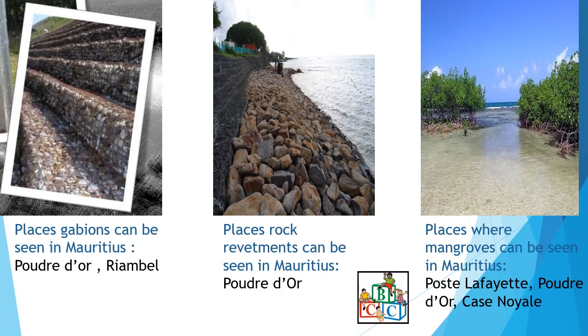What about rock revetments? They can be found at Poudre d'Eau, and mangroves they can be found at Poste Lafayette, at Poudre d'Eau, Case Noyal. These are in Mauritius, as well as mangroves can be found in Rodrigues also. Okay, you may add some other places if you know where you have gabions, rock revetments and mangroves.